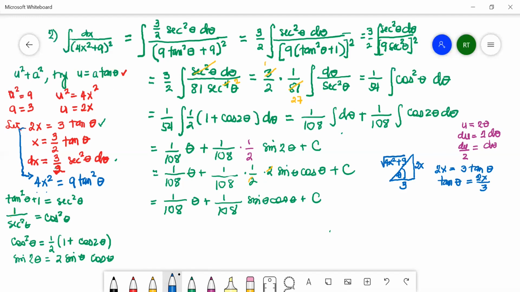Now, what do we need? We need theta. So if we want to get theta, then we get the inverse tangent.